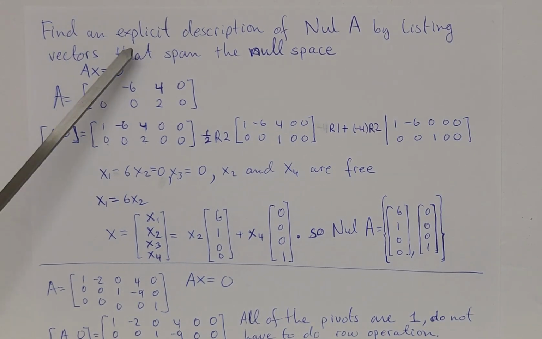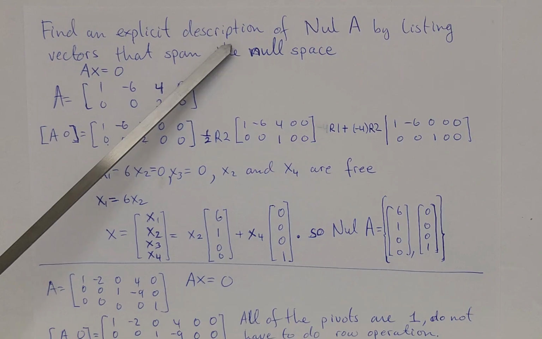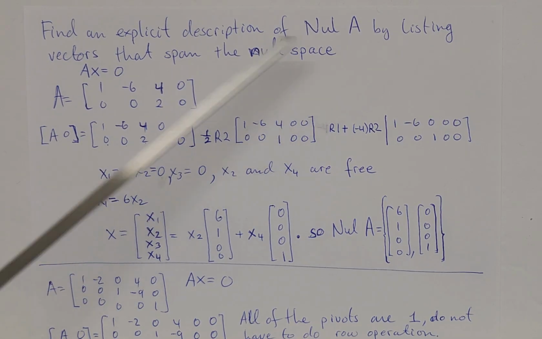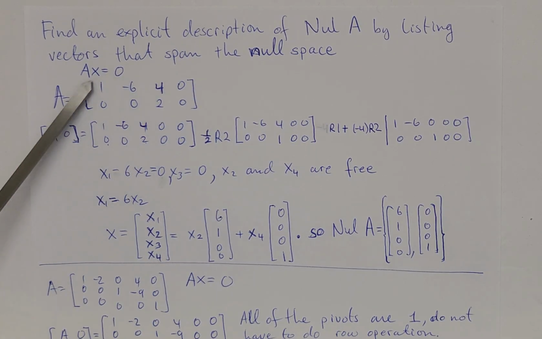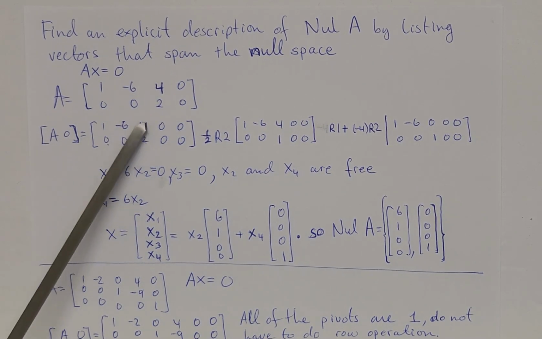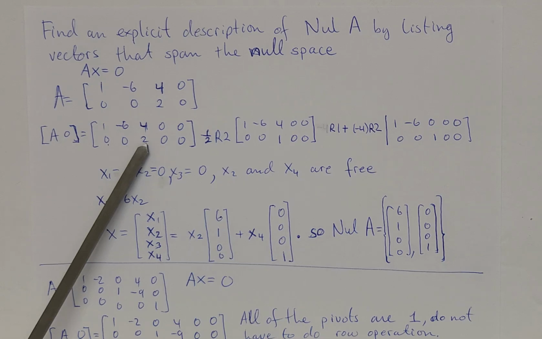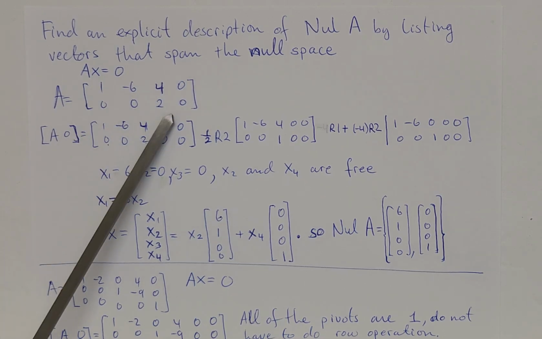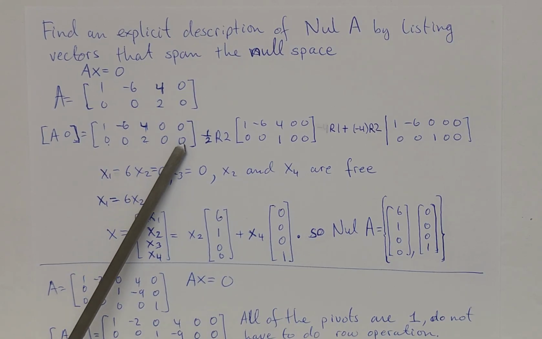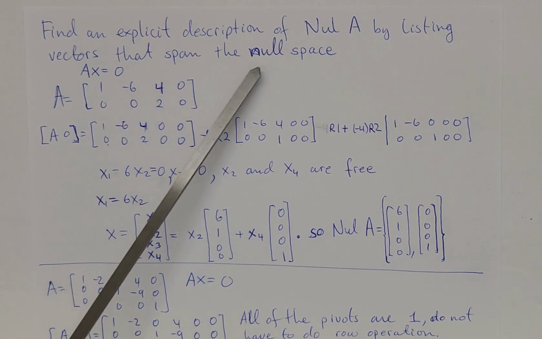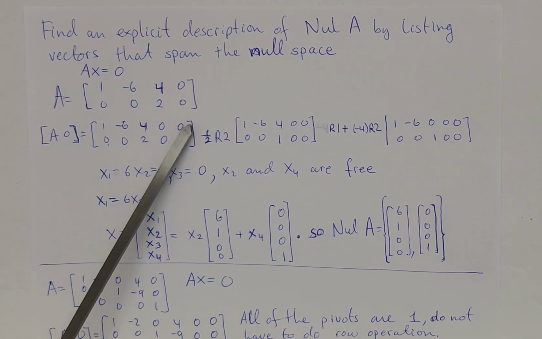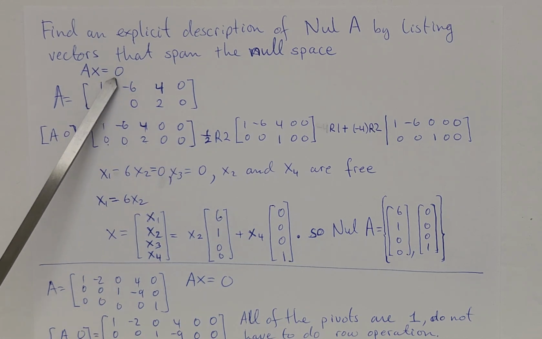This lesson is find an explicit description of null A by listing vectors that span the null space. This is the matrix A. I rewrote it right here. The last column is 0 because we are looking for the vectors that span the null space. So this extra column of 0 is this 0 right here.